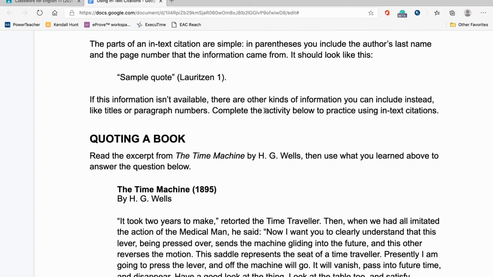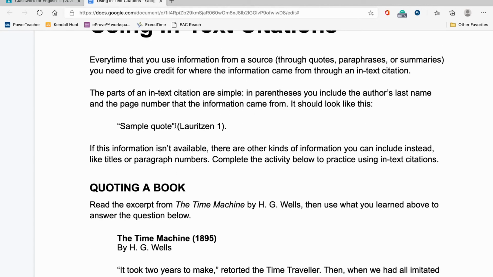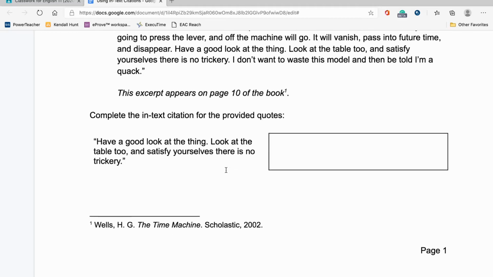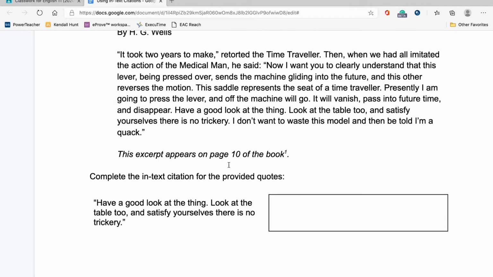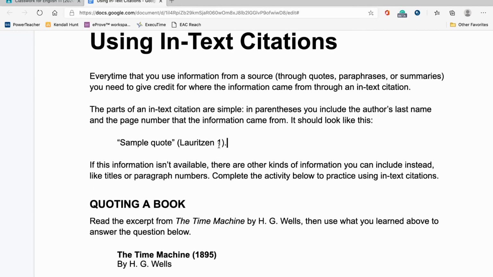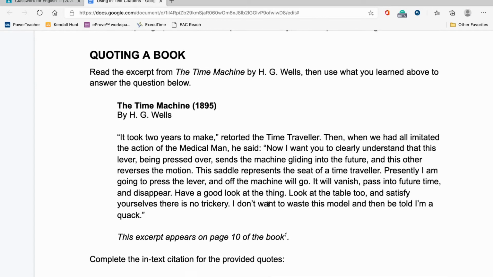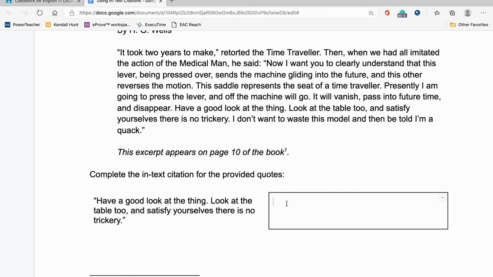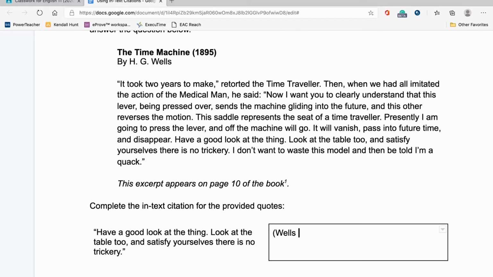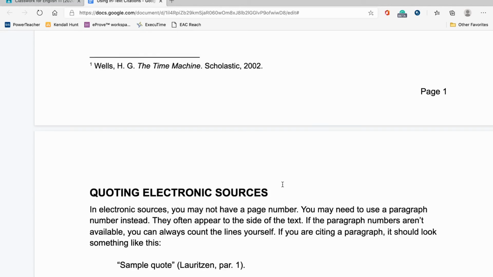Well, you look at your model here. You're in parentheses. Assuming that this quote's correct, we know that it comes from page 10. We would then type the author's last name and the page number in parentheses, and you just put it here. So it would look like this. What's the author's last name? It's Wells, and this is from page 10. Boom. Just like that.